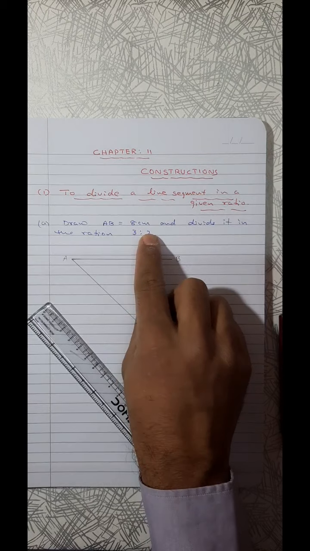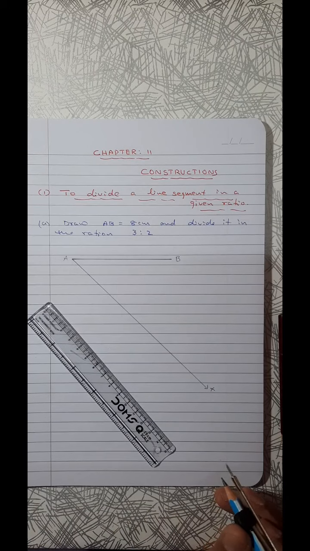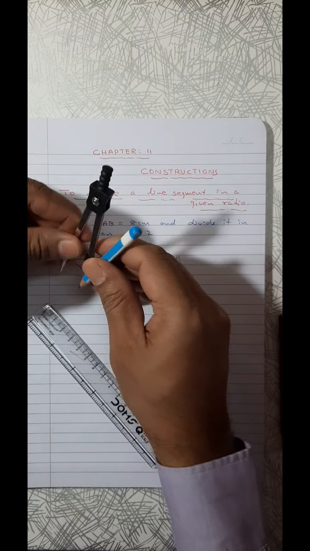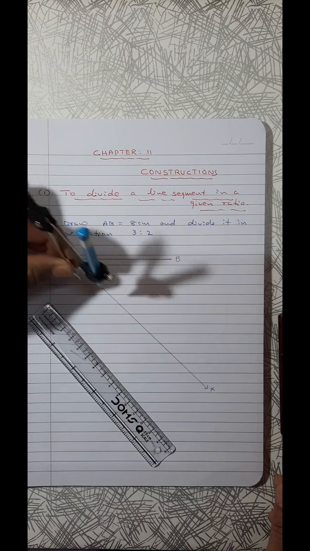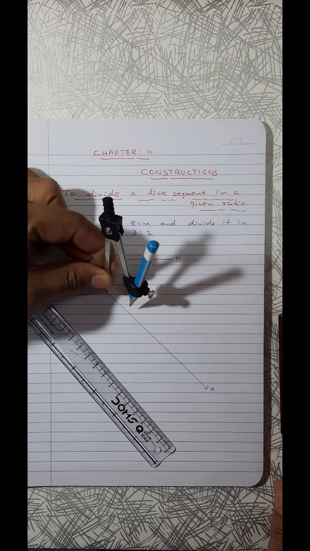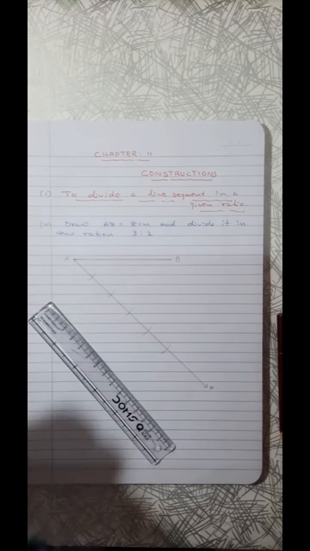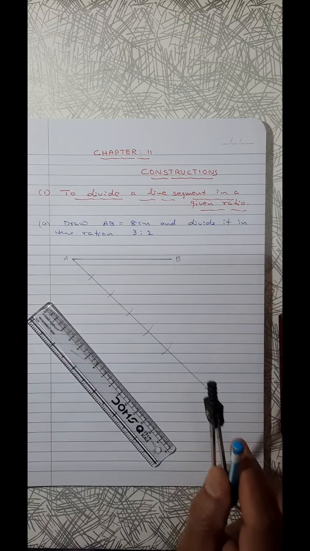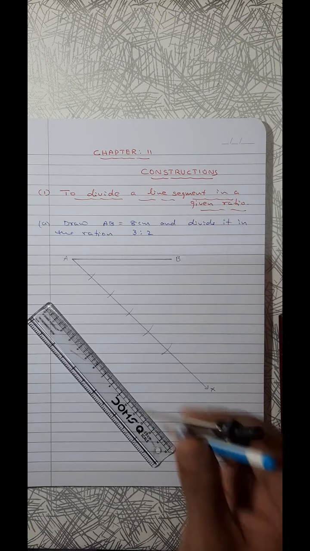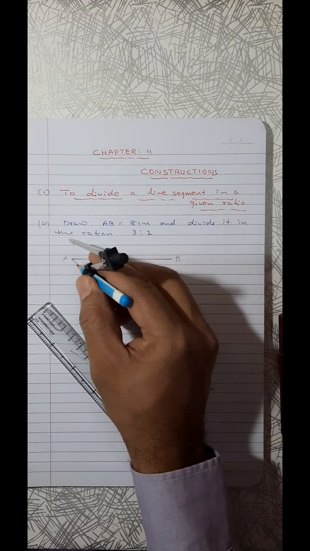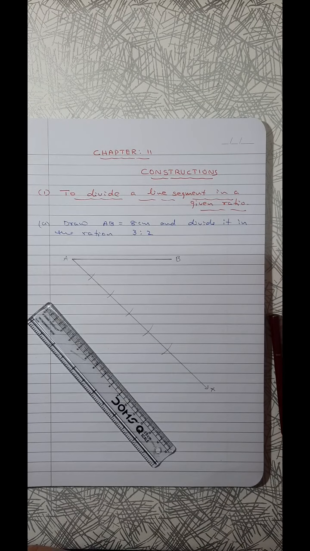Why 5 pieces? 3 plus 2. Ratio 3:2, that means 3 plus 2 is 5. So divide it into 5 pieces using compass. Take a convenient radius, one arc, again from there 2, again 3, 4, 5. That means AX is divided into 5 equal pieces. 1, 2, 3, 4, 5. Convenient radius. Only 5 pieces, so we can take a big one. If so many, 8 or 9 pieces are there, we will take less.